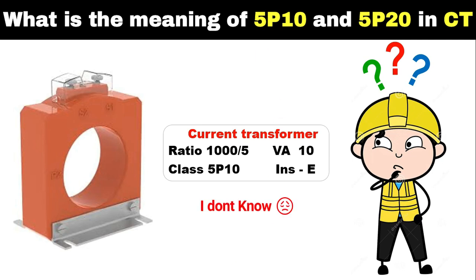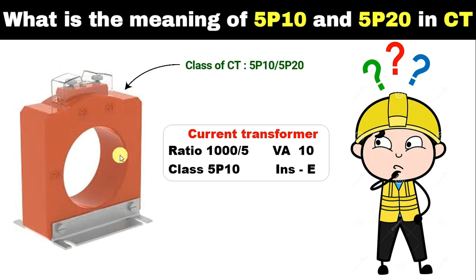And some people will answer that 5P10 and 5P20 defines the class of CT. Here I already wrote that the class of this CT is 5P10. So you didn't tell anything new, what is written here you told the same. So today through this video we are going to learn: on this CT we use, 5P10 or 5P20 is written, what does it mean?